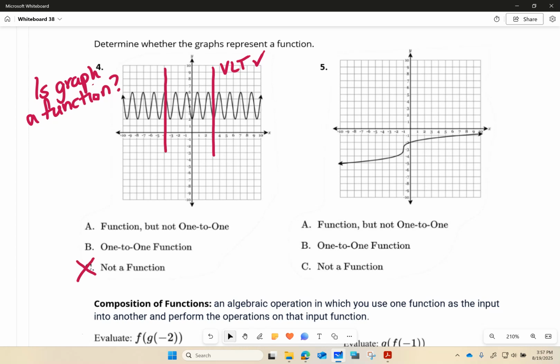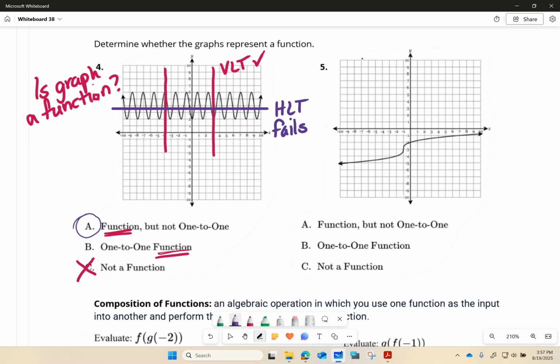So I know it's a function, which part A and part B are showing here, but is it one-to-one or not? So now what I'm going to do is do the horizontal line test. And here I automatically see that this horizontal line test is absolutely failing. It is definitely touching the graph more than once. So A is my answer. It's a function, but it's not one-to-one.